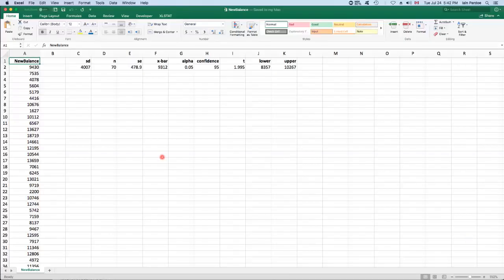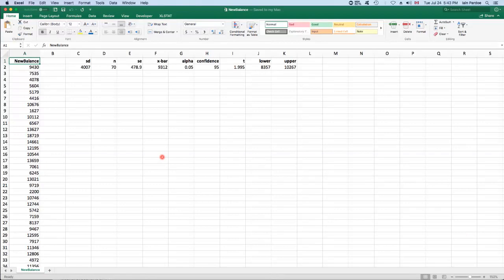In this video, I'll show you how to calculate a confidence interval for the mean where we don't assume that the population standard deviation is known. Instead, we'll estimate it from the sample, and therefore we have to use the t-distribution rather than the normal distribution. So here's our example data set.